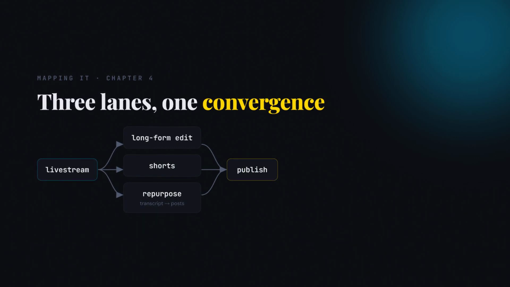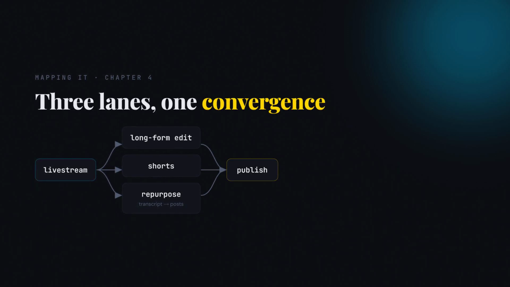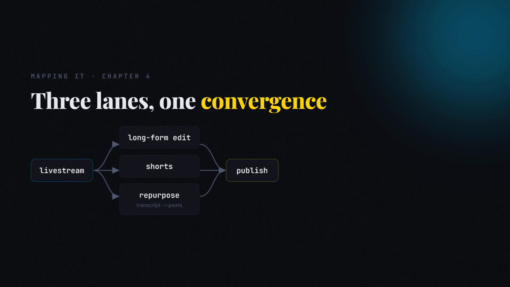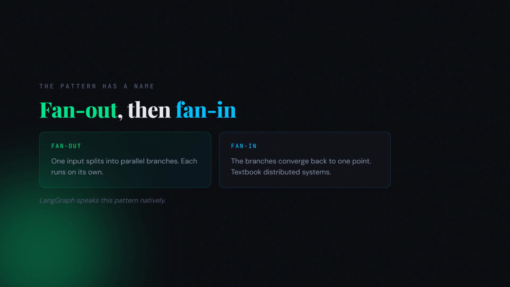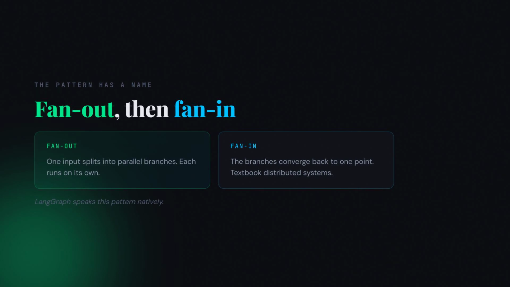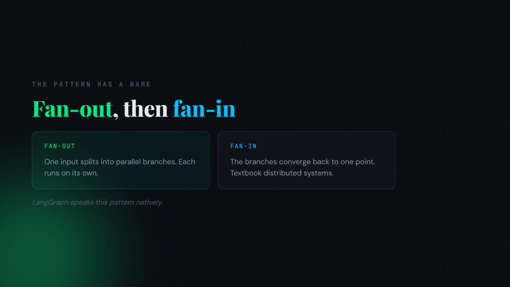One live stream comes in, and it fans out into 3 lanes. The long-form edit, the shorts lane, and a repurpose lane that turns the transcript into posts. Then everything converges on a single publishing layer at the end. What I just described has a name. When one input splits into parallel branches, that's a fan out. When those branches come back together at one point, that's a fan in. Textbook distributed systems pattern, and LangGraph speaks it natively.